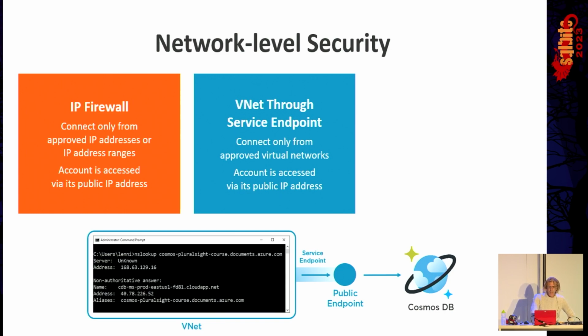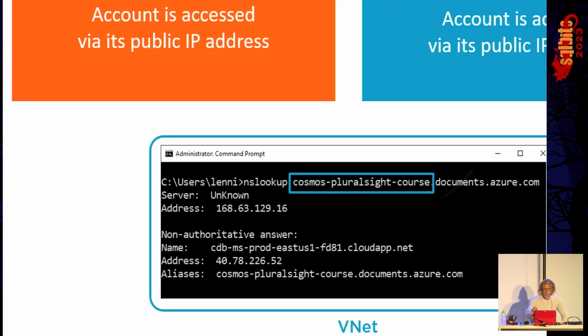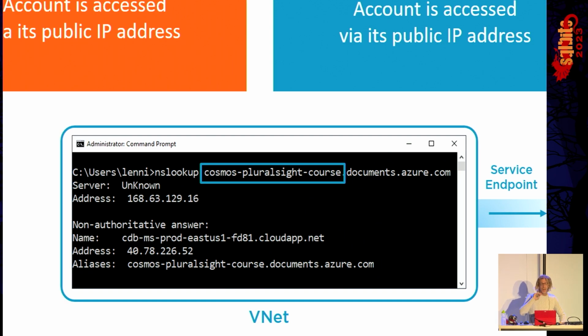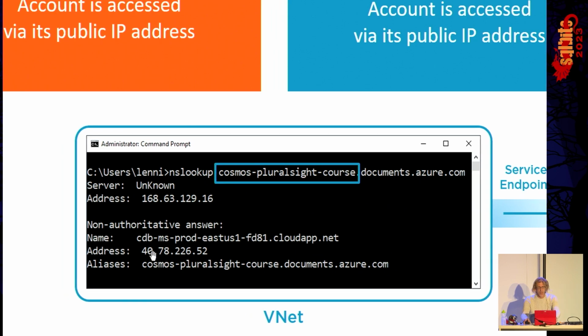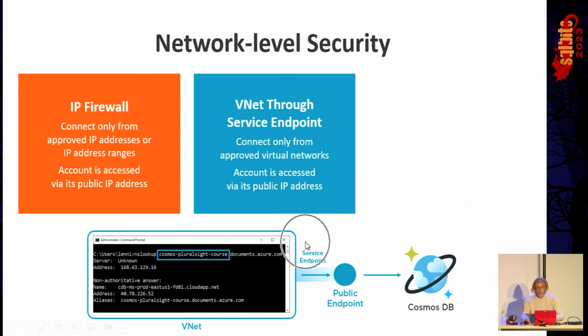Now, if you go inside, this is a little small. Let me try to make that a little bit bigger. If you go inside, let's say a VM inside that VNet, and you do an NS lookup on your Cosmos DB account, you will see a public IP address. There's the 40.78, right? So it's still being exposed by a public endpoint, and therefore there is still a concern here.